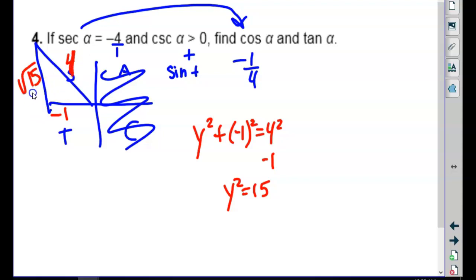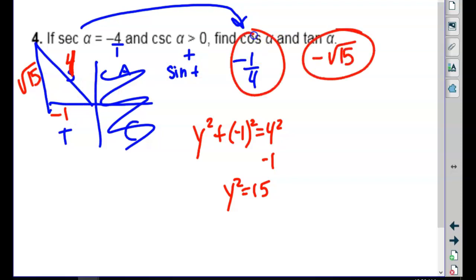All right. Does that need a negative? Not for the quadrant we're in. So tangent would be opposite over adjacent, or negative square root of 15 over 1, or just negative square root of 15. Any questions on sine, cosine, tangent, drawing, all that fun?